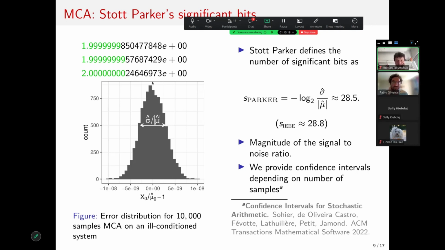So if we plot the error distribution here, we can see that the significant digits we get is in fact linked to this ratio, and this ratio is the signal to noise ratio. This is shown by Stott Parker in the reference I gave before. We have actually studied this in more depth, and we have shown that we can provide confidence intervals, and this quantity appears in those confidence intervals. This quantity is central. And you see here we get 28 significant digits, and that's exactly linked to the condition number in this example.